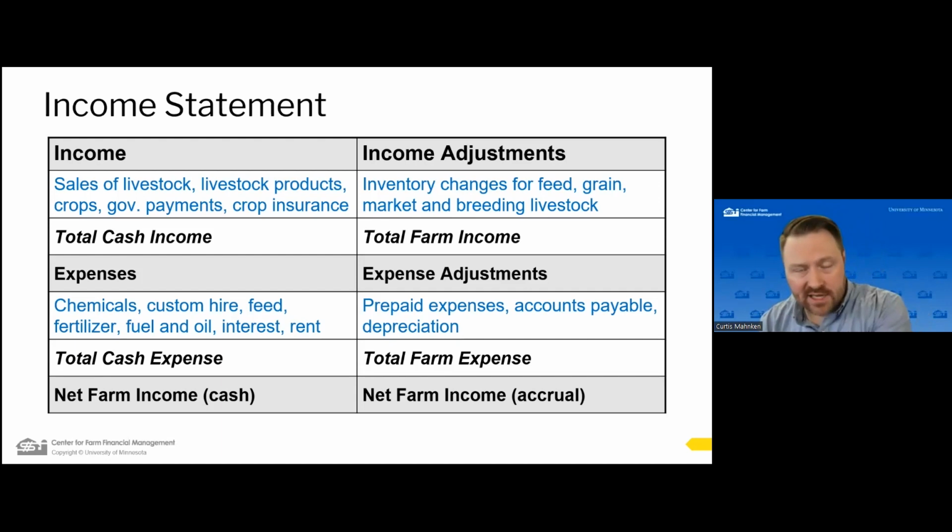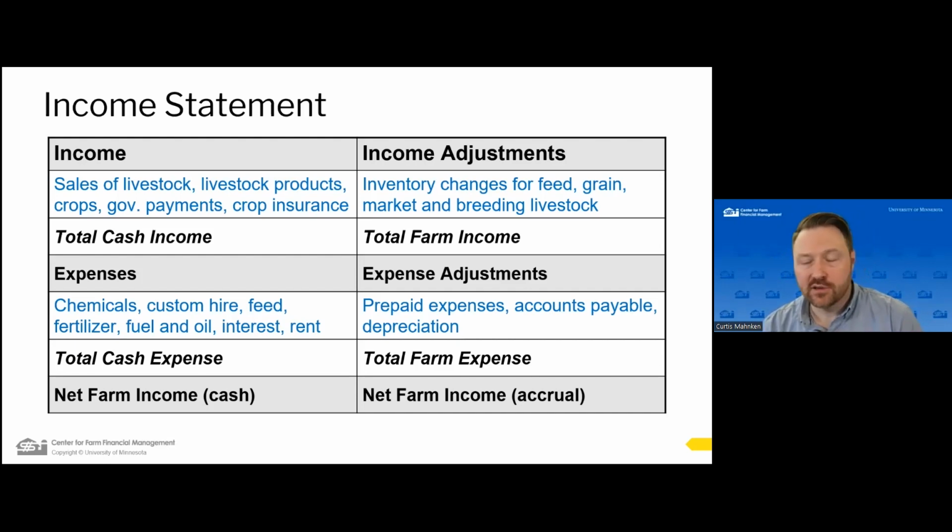Now, on the right-hand side, that's where we get into an accrual income statement. So a cash income statement is just looking at when things happen, when cash comes in, when we're paying out those expenses. But then to get to an accrual income statement, and that's where we want you to get to, we're starting to make inventory adjustments. We're making adjustments for things that maybe you prepaid some expenses in previous years. So we're looking at what is actually happening on the farm in that year.